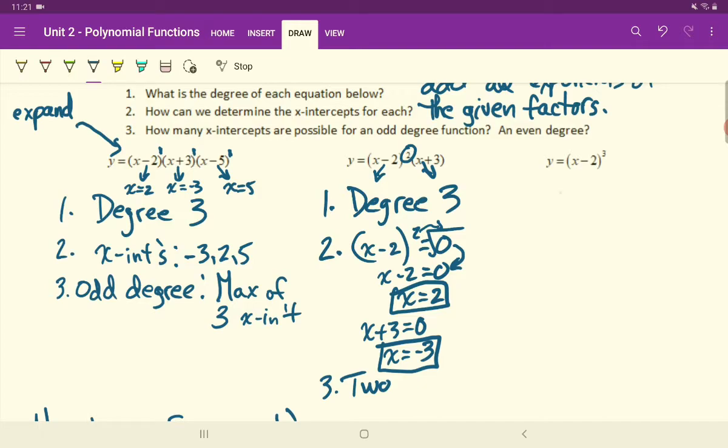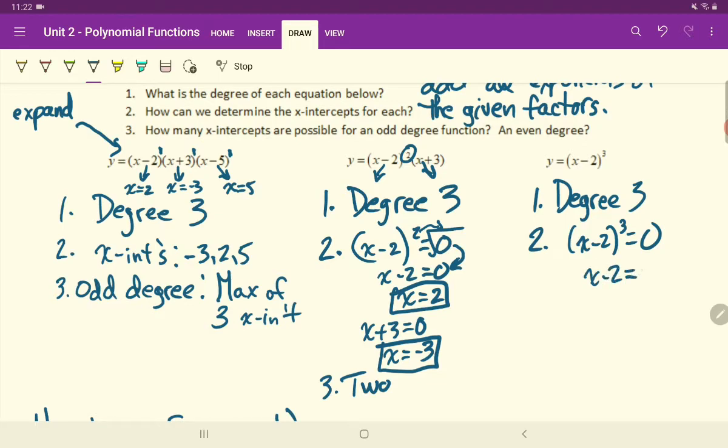Okay, next. This is once again a degree 3 equation. This is just another type. Set that equal to 0. That means take the cubed root on both sides to get rid of that cube. The cubed root of 0 is still just 0. So it's just x minus 2 equals 0, and then x equals 2.